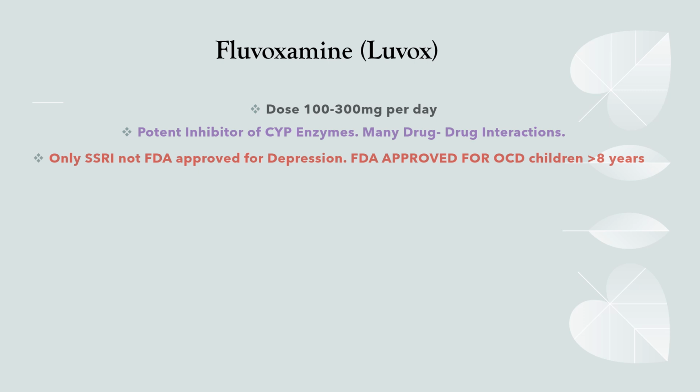Fluvoxamine, Luvox. The dose is 100 to 300 milligrams per day. Important thing to note here is it is a potent inhibitor of CYP enzymes. We mentioned that's important because if it's a potent inhibitor of the CYP enzymes, it does have the ability to have many drug-to-drug interactions. Another really important thing to note is that it is the only SSRI not FDA approved for depression, but it is FDA approved for OCD, especially in children older than 8 years old.